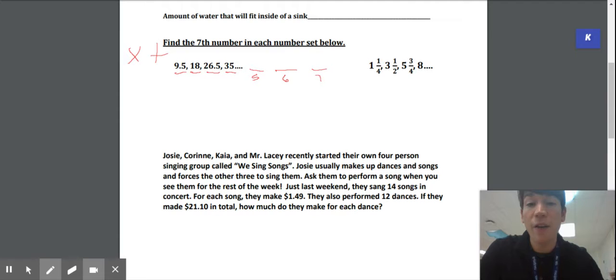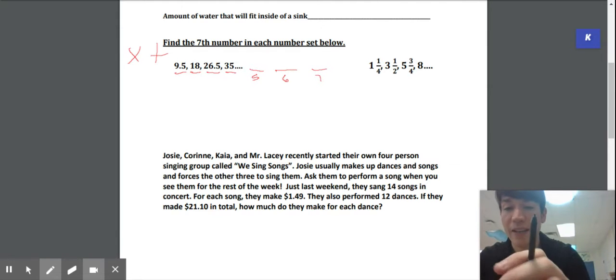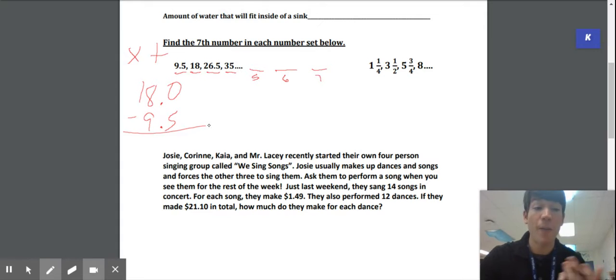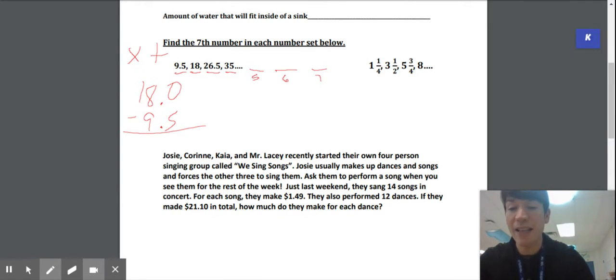Now, when I'm trying to figure out by how much is it getting bigger, I'm noticing that from each stage, it's getting slightly bigger, but not like too much bigger. So what I'm going to do is I'm going to just take these first 2 numbers, which is 18 and 9.5, and I'm going to subtract them to figure out how much bigger I'm getting, or maybe what I'm adding each time. So when I subtract 18 and 9.5, I get 8.5.